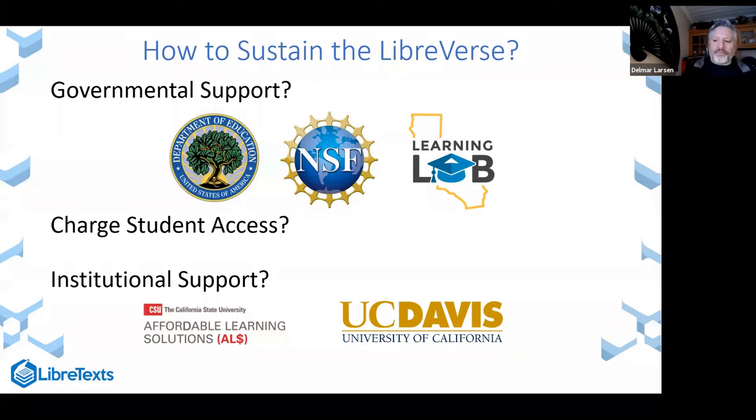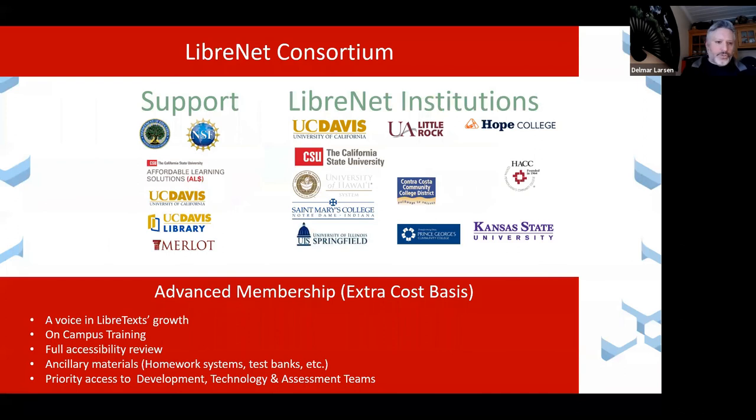So far, we've received sizable support from the Affordable Learning Solutions from the Cal State University system and from UC Davis. And this is essentially the starting point of our LibreNet. The LibreNet Consortium is still in infancy, but you'll be hearing a lot more about that in the upcoming year. It is a mechanism in order to maintain our project and move it forward, where we're asking campuses that support the project to buy into the project as needed. The going cost right now is just $500 a year, and it provides some additional features.